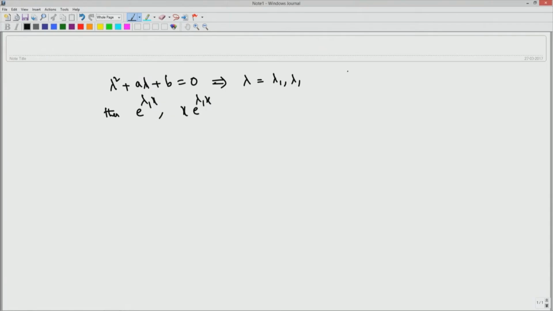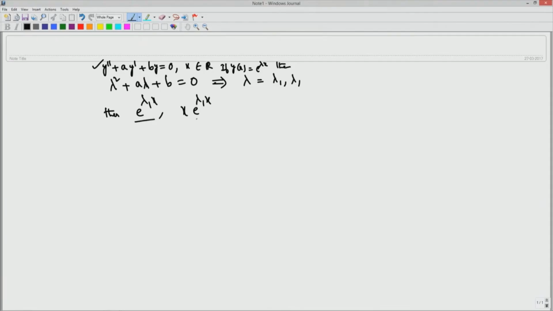So, what is your equation? The equation is y double dash plus a y dash plus b y equal to 0, where a and b are constants. Once you substitute y of x as e power lambda x, then lambda satisfies the polynomial, which has the roots lambda 1 and lambda 2. When they are same, you have lambda 1 and lambda 1.